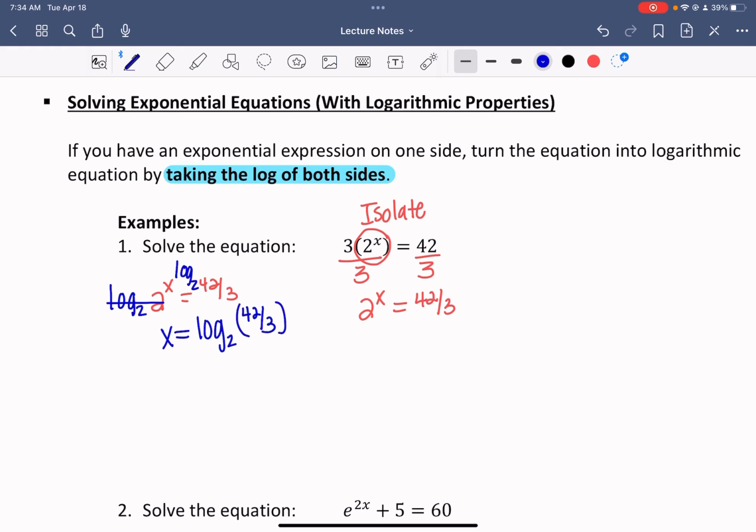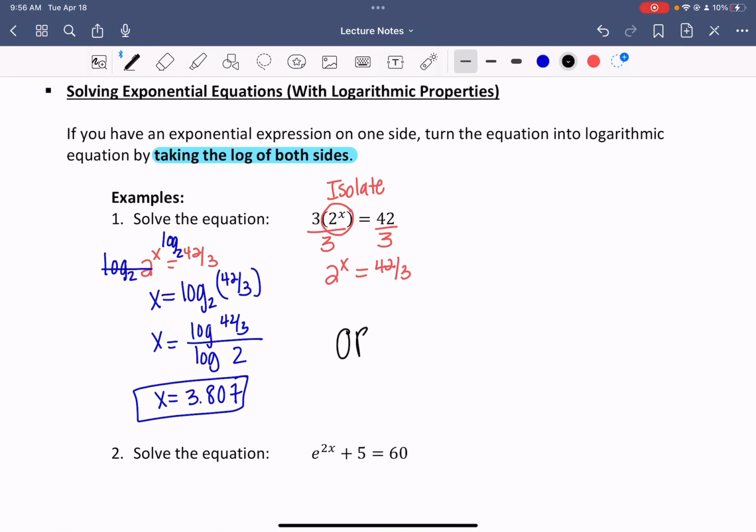Now, I can't plug that in my calculator, so that's where the change of base formula comes into play. So that would be log of 42 over 3 divided by log of 2. Using my on-screen calculator, that gives me the equivalent of 3.807. Let me show you another way that we can solve this.